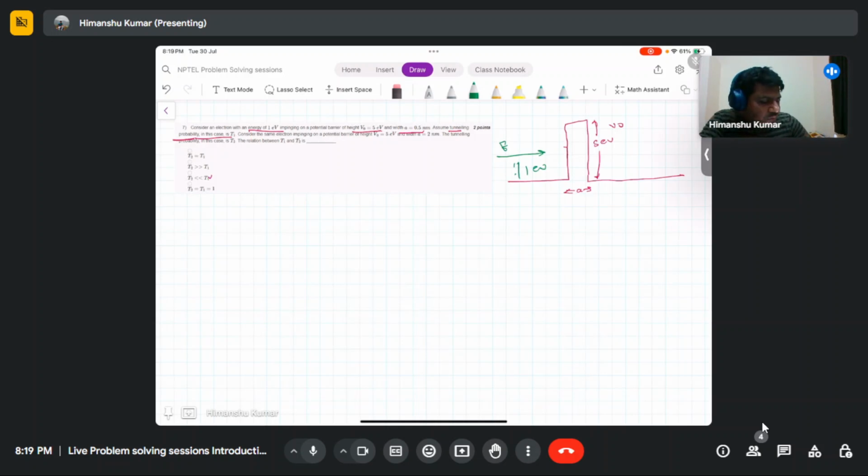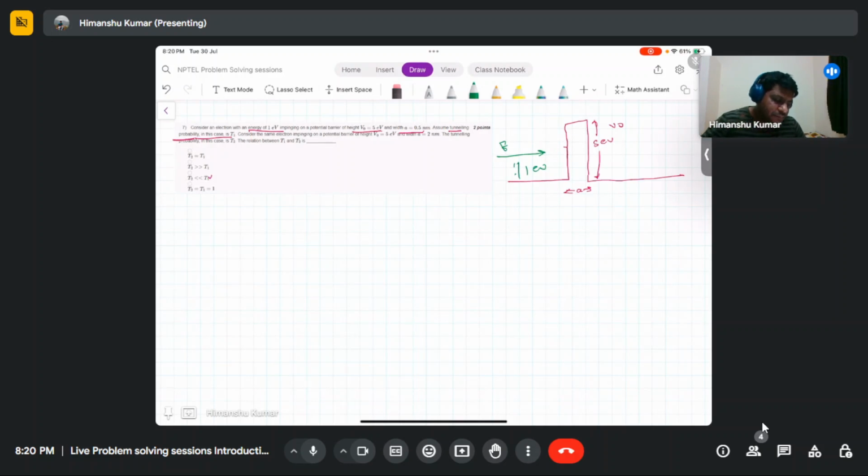Classically there is no probability of this electron moving to this side. But quantum mechanically, if the barrier thickness is small, there is a finite probability of finding the electron at the other side. This phenomenon is known as tunneling. A lot of models, like the Kronig-Penney model and other descriptions, are based on this.